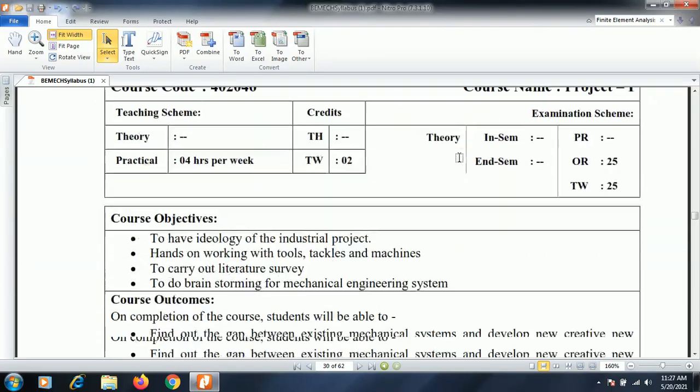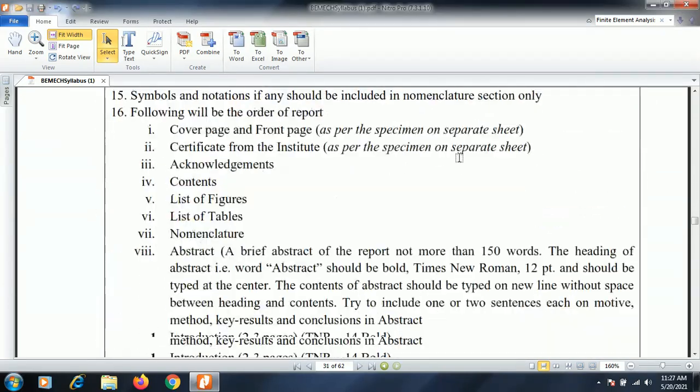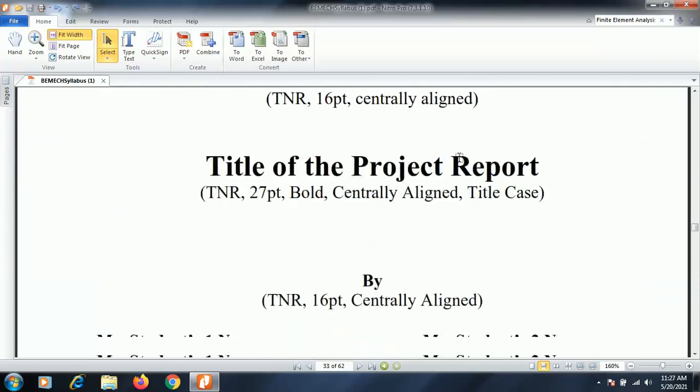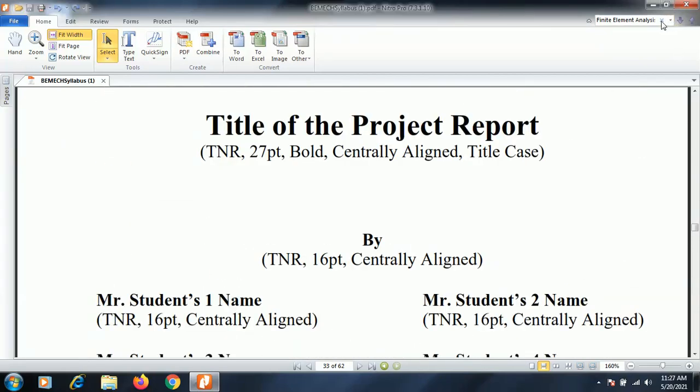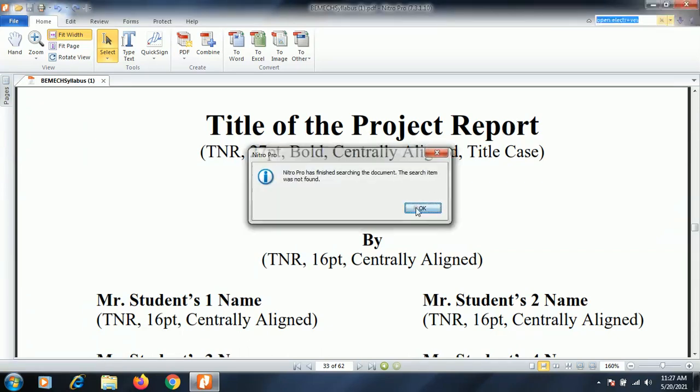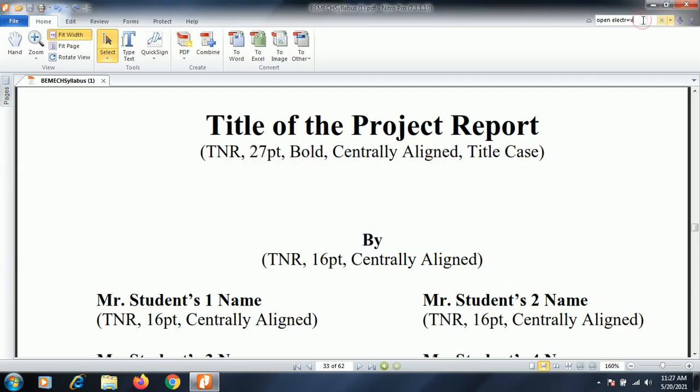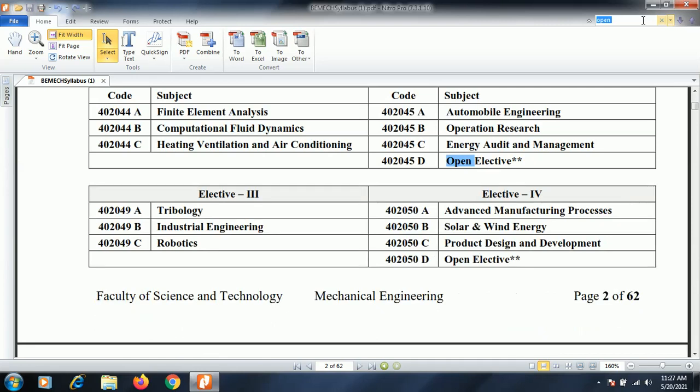Now for an open elective, you must design the syllabus for it, and then you need to communicate it to the university, and if it gets approved, only then are you able to get the open elective as your elective 2.